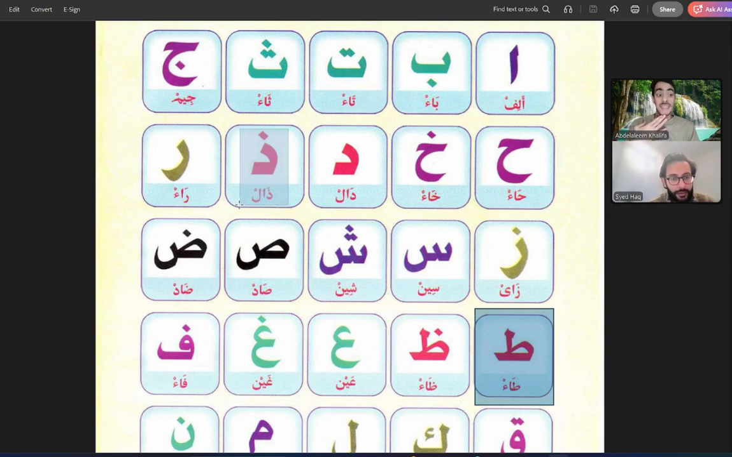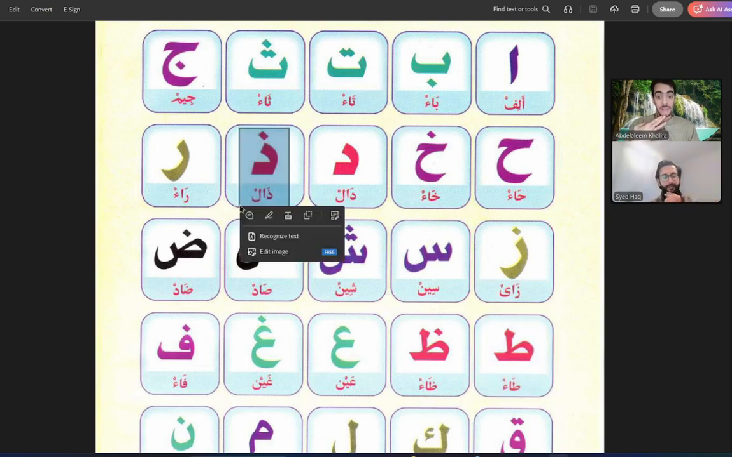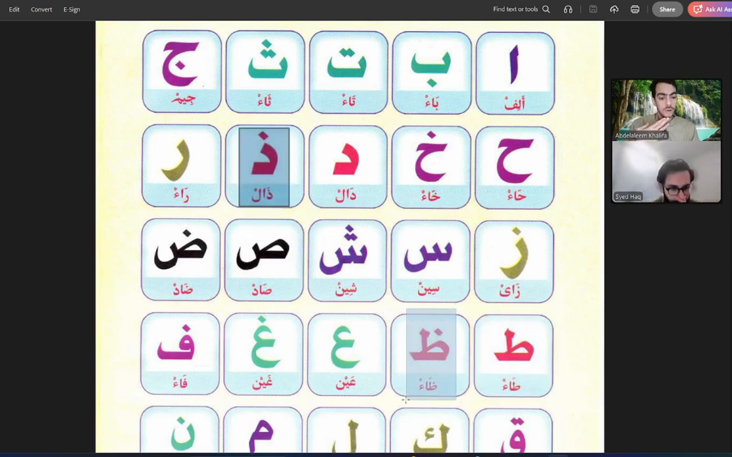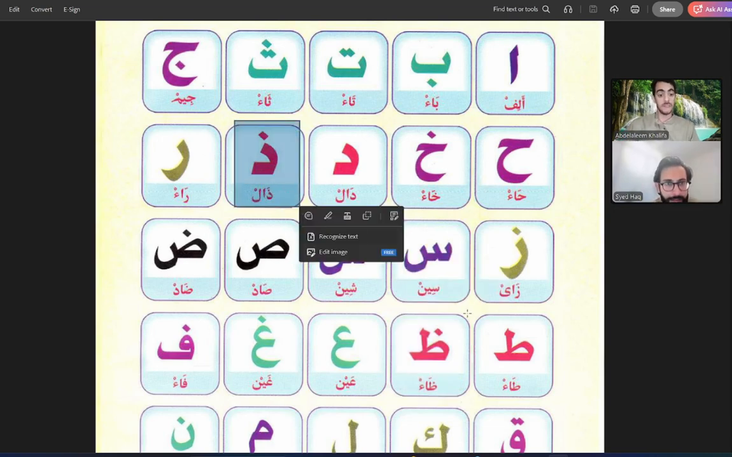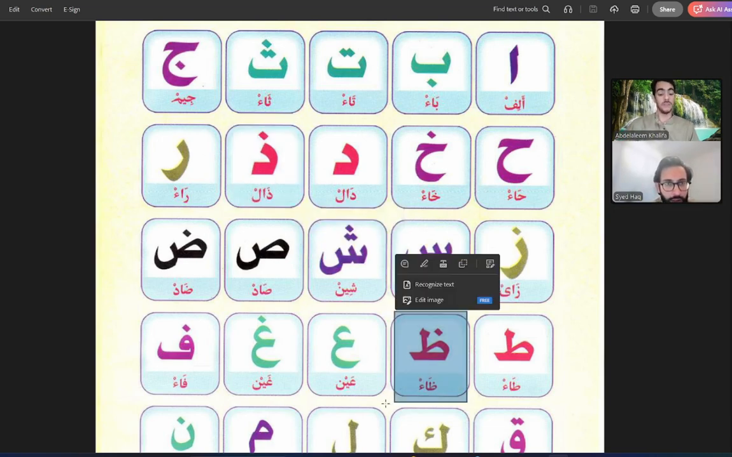This one is the light one, but this one has the same articulation point but is heavier. Tha. Dha. Say it. Dha. Nice. Yeah. So this is what? Tha. This is dha. Good.